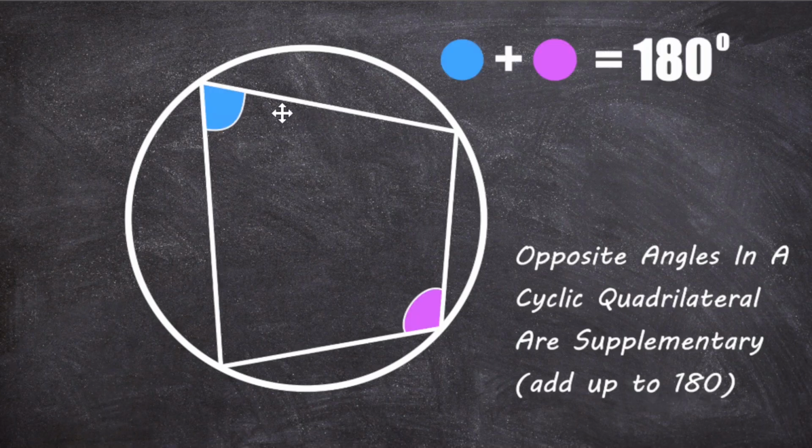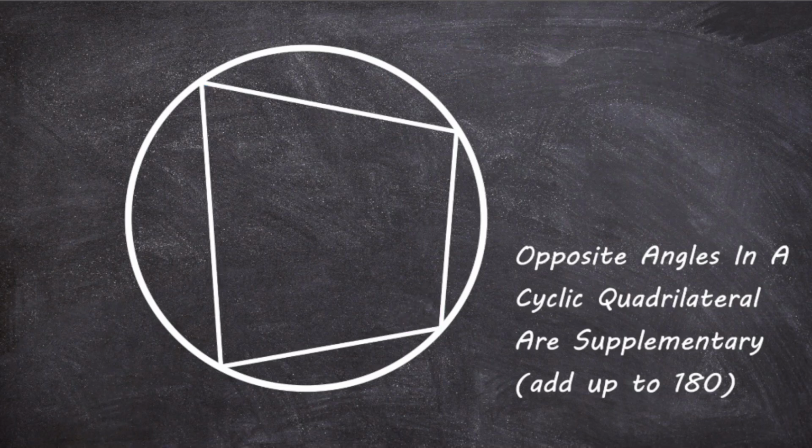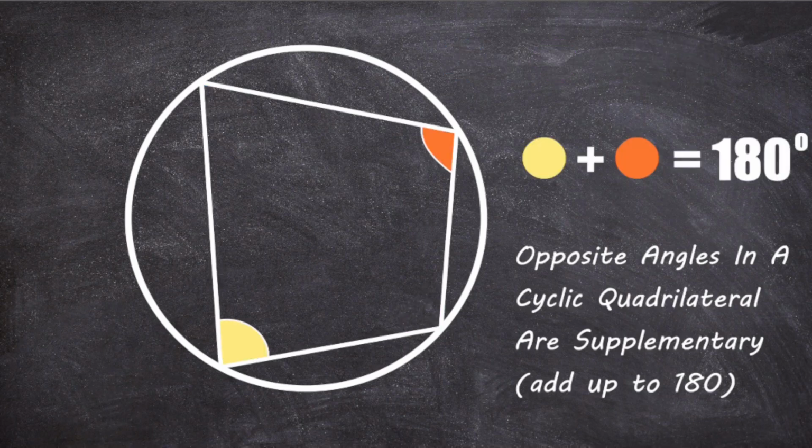This means that the opposite angles, blue and purple, add up to 180 degrees and are therefore supplementary, and that the opposite angles, yellow and orange, are supplementary. They add up to 180 degrees.